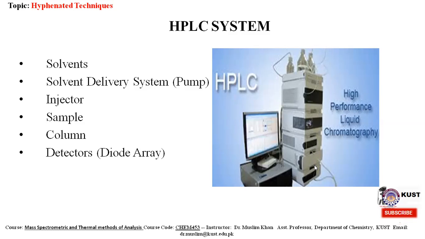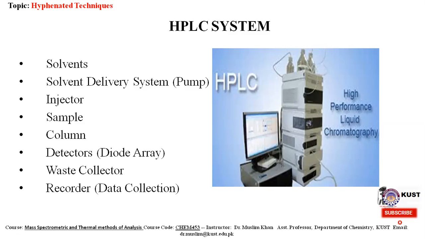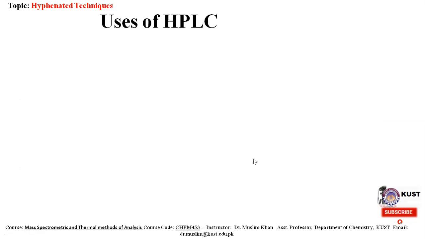We will only mention the detector in this lecture but not discuss it, because in a hyphenated system this detector is basically deactivated, and the HPLC system is directly connected to the mass spectrometer. So the mass spectrometer is acting as the detector in the hyphenated system, and it replaces the waste collector and data collector, meaning the recorder, that is in the HPLC system.